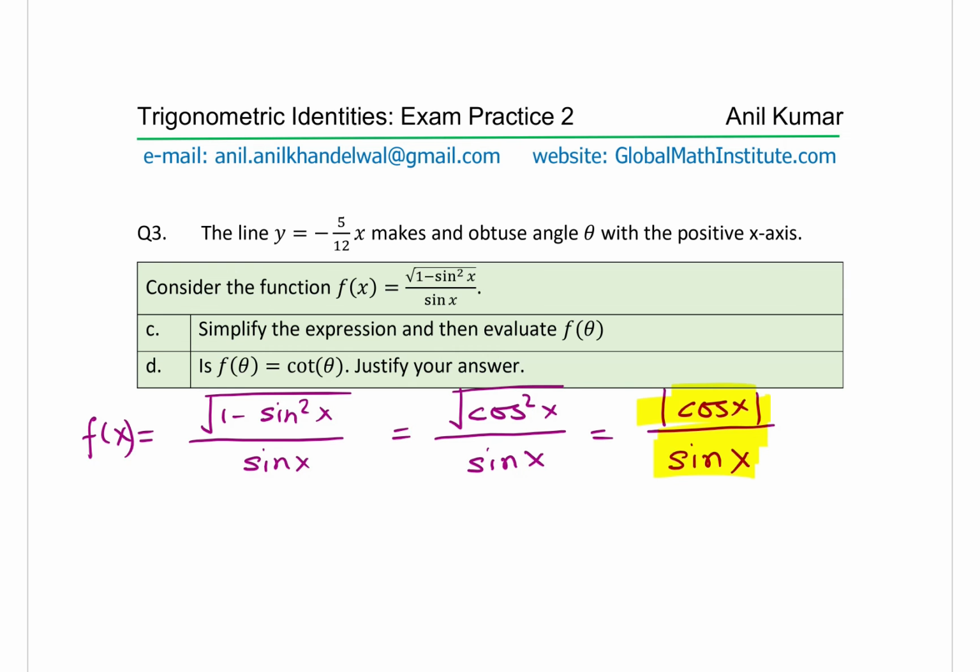The next part is then evaluate. It says then evaluate f of theta. So now let's try to evaluate f of theta. So what is f of theta equal to? So theta is the angle, the obtuse angle which we are talking about, where tan theta is this, right? So coming back to a triangle, let me make the triangle here. We're talking about a triangle with the tan value 5/12.